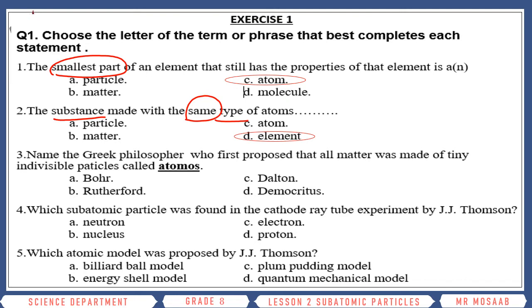A scientist proposed that a matter was made of very small particles called atoms. So this scientist is Democritus. Which subatomic particle was found in the cathode ray experiment by Thomson? Thomson discovered electron. Which atomic model was proposed by Thomson? The name of the atomic model, plum pudding model.